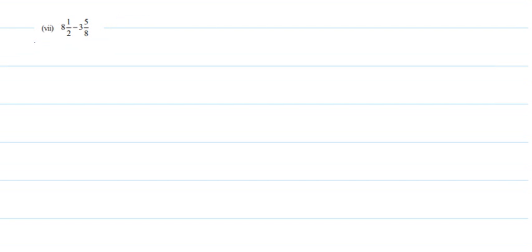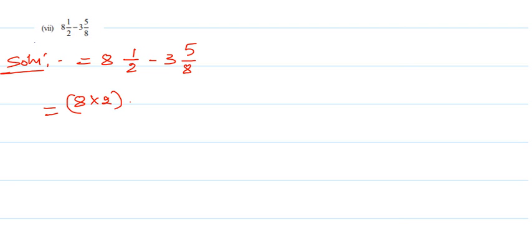Solution. Okay. So write again the question. 8 1 by 2 minus 3 5 by 8. Okay. See here. First, we want to convert this mixed fraction into improper fraction. Okay. So, already you know it, how to convert to improper fraction. See, natural number into denominator. 8 into 2 plus, what is the numerator value? 1 divided by denominator value is 2. Minus, keep it as it is same. This one is also as it is same. So, denominator value is 8 here.